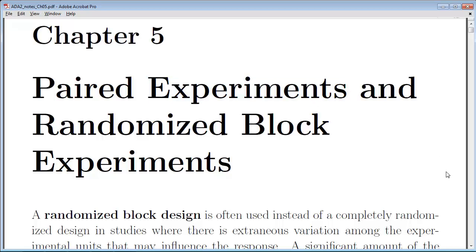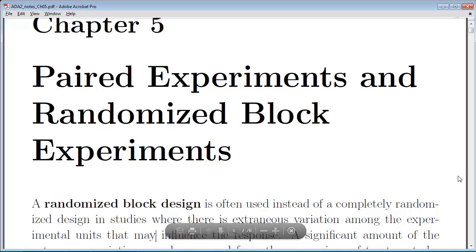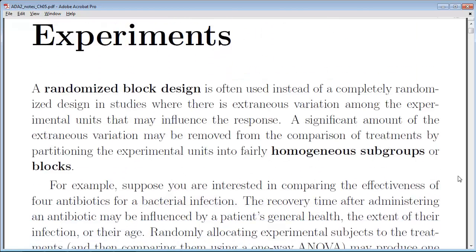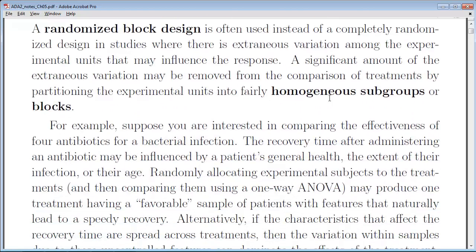So that's analysis of variance. We know how to do that. So the thing we're going to add right away is blocking. And blocks are used to help us create homogeneous subgroups when there's extraneous variation due to things we can't control.